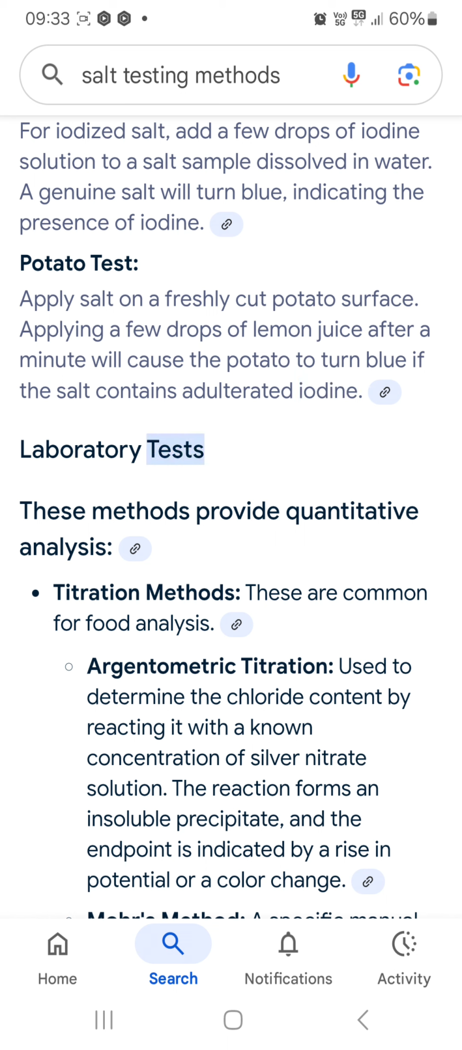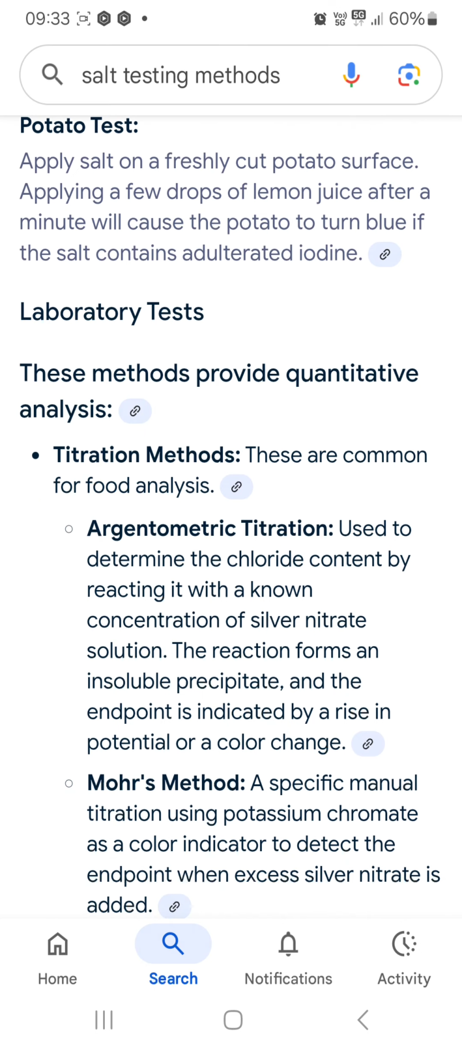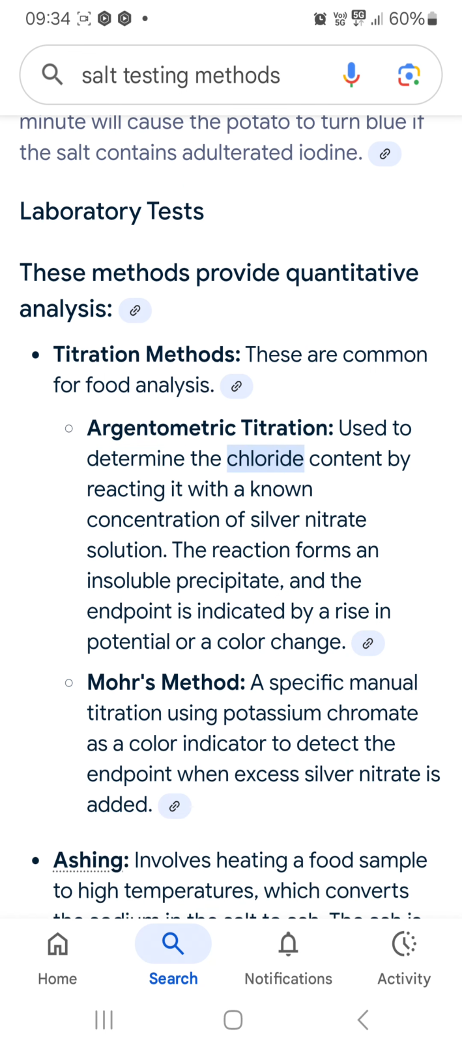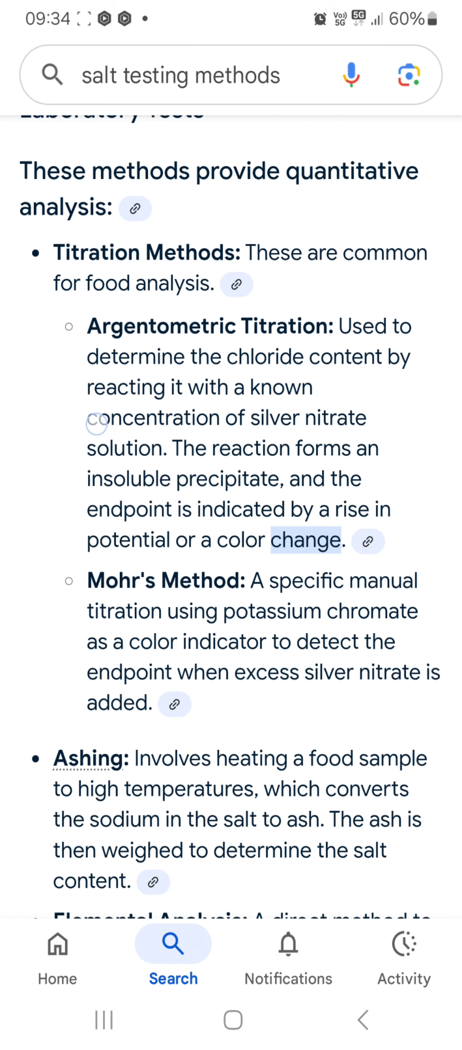Laboratory tests. These methods provide quantitative analysis. 1. Titration methods. These are common for food analysis. Argentometric titration. Used to determine the chloride content by reacting it with a known concentration of silver nitrate solution. The reaction forms an insoluble precipitate, and the endpoint is indicated by a rise in potential or a color change.